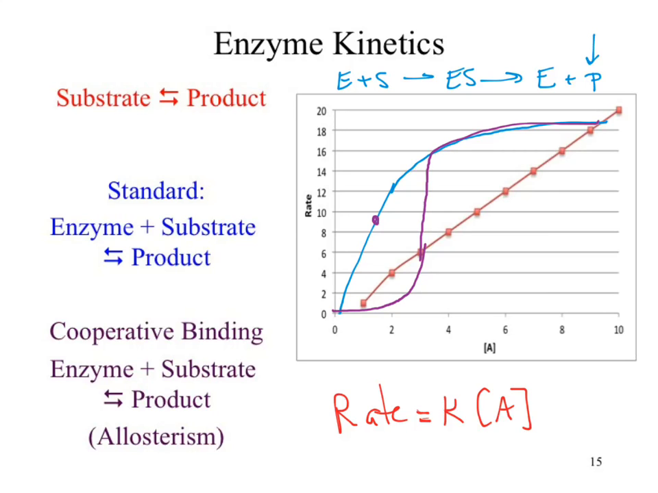So we'll end up with some sigmoidal type shape. All right. So based on a plot of our rate versus our concentration, we can start to predict some information about how our reaction's occurring.